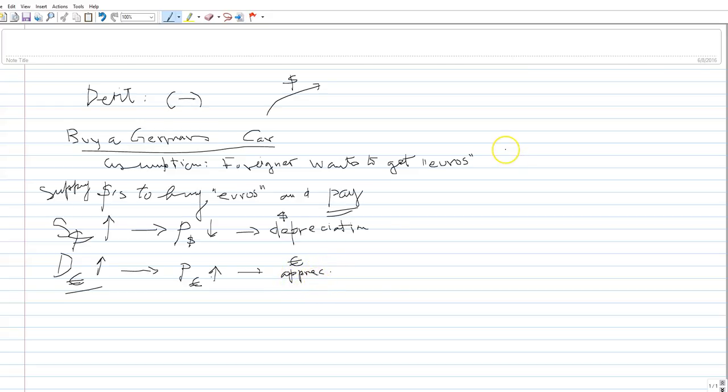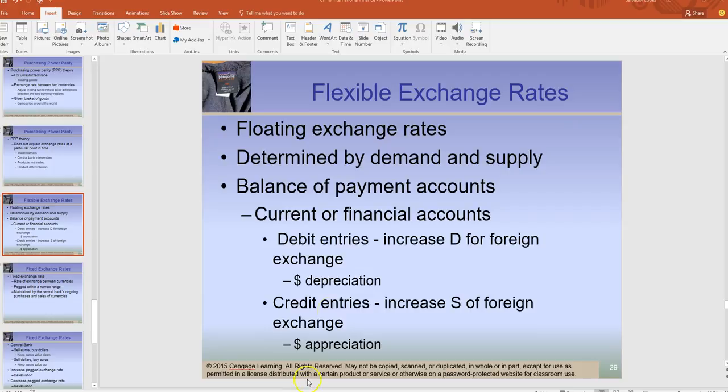So as we experience in our balance of payments more debit entries, such as imports of goods or services, then our currency tends to depreciate in value because we are supplying more of our currency, and the foreign currencies will tend to appreciate in value. That is what it says here.